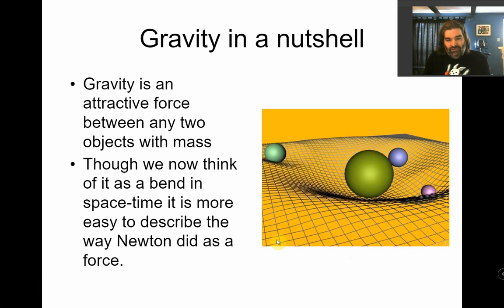So, gravity in a nutshell. Gravity is an attractive force between any two objects with mass. Newton originally described it as a force of attraction. We now think of it more as a bend in space-time, an Einstein model, but we can actually still describe the effects using the forces and the model that Newton created. It's not accurate in what it really is, but the calculations are still extremely accurate.